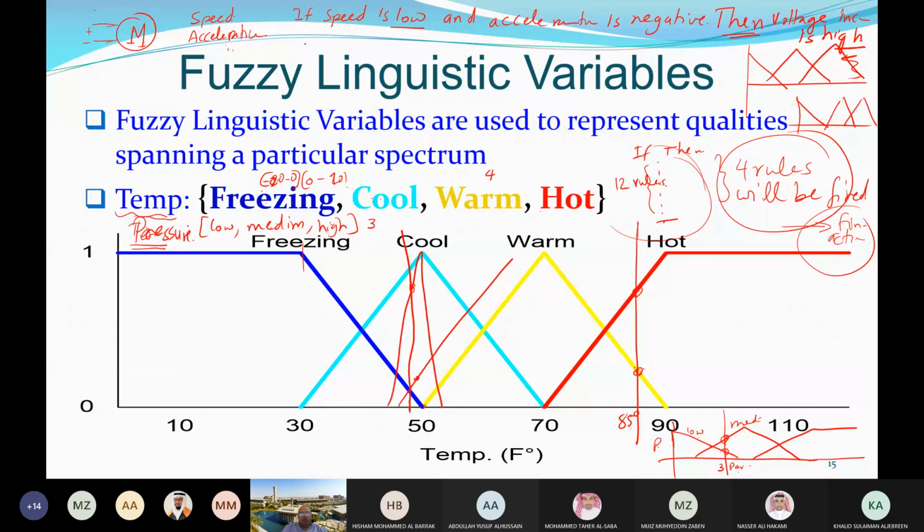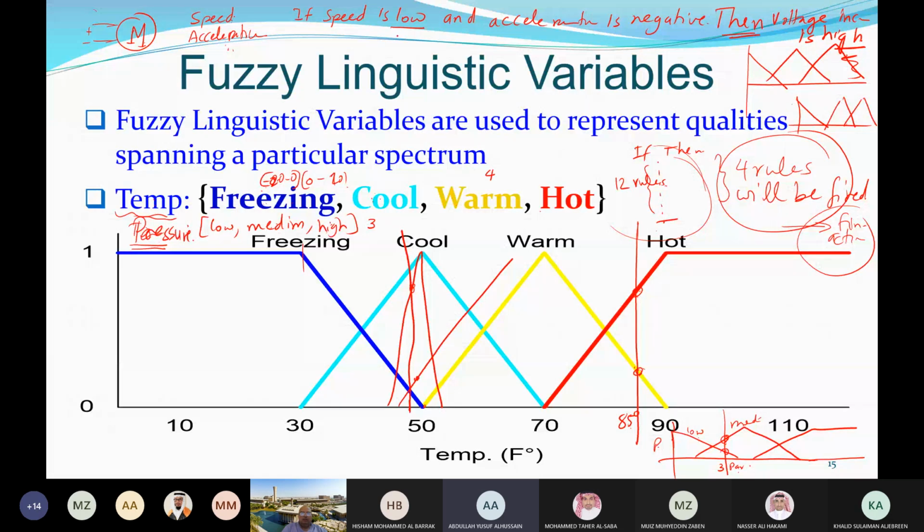You can also say, if the speed is high, higher than the rated, and the acceleration is positive, then the voltage increase is negative, let us say, or voltage decrease in this case. You need to decrease the voltage. Isn't that right?